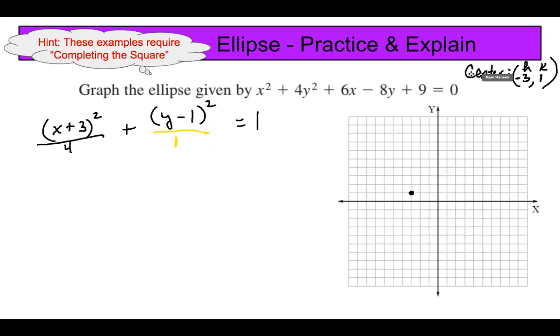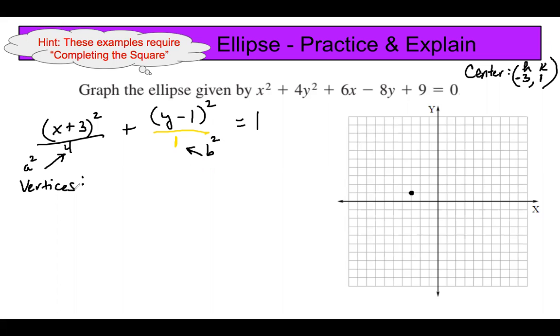The center is at (-3, 1). Okay, that's looking good. What else might we need to know? Well, we might want the vertices. So to get the vertices, let me write down here, vertices, colon. The vertices are along the major axis. They're the endpoints of the major axis. So I look for, in my formula, the bigger denominator. We have denominators of 4 and 1. The bigger denominator is always a squared, and the smaller denominator is always b squared.